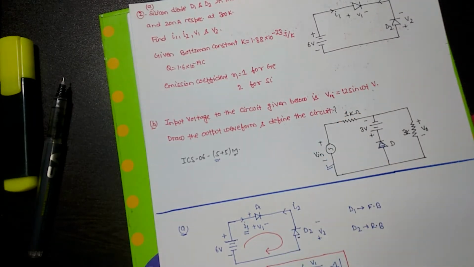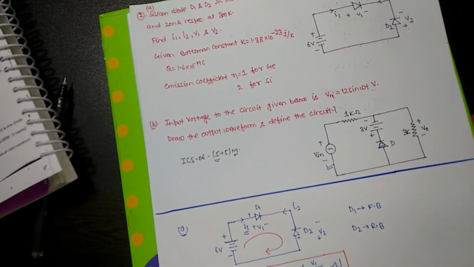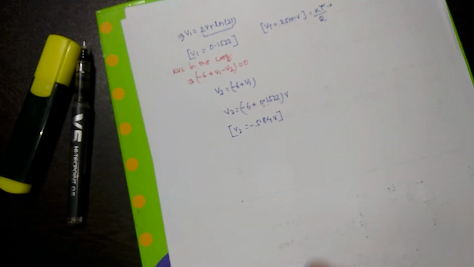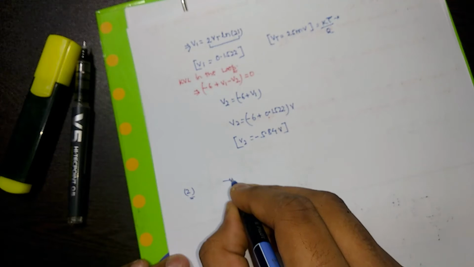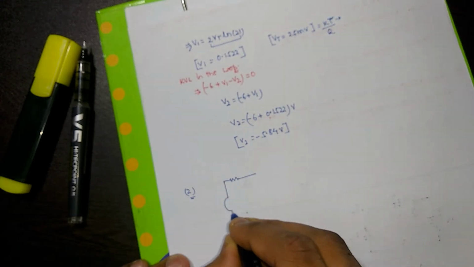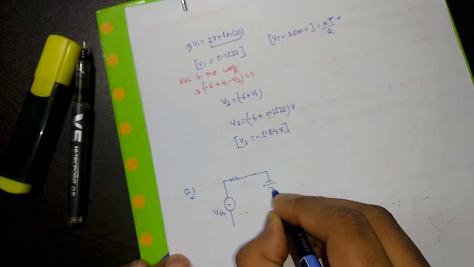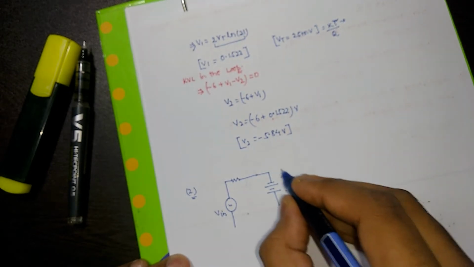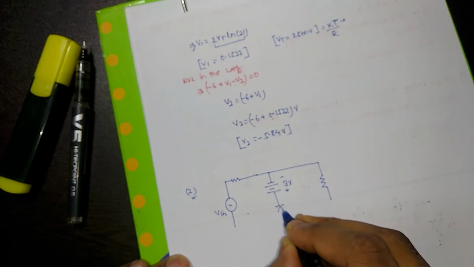Now there is no need to do very much research on this. For part 2, the circuit given has the limiting resistor, the input voltage source, and a battery source of 3 volt with negative to positive polarity. There is a resistor as the load, and there is a diode connected like this.